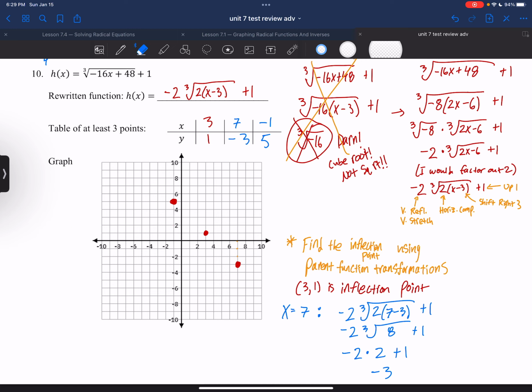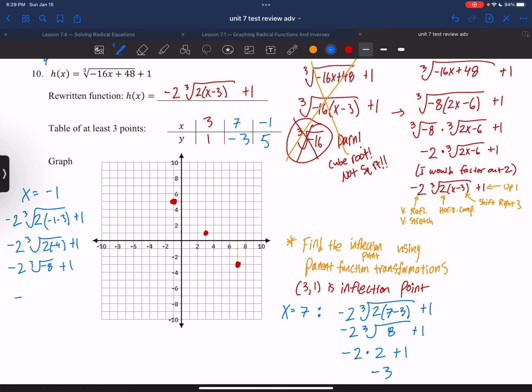So let's do it. x equals negative 1. Negative 2 cube root of 2 times negative 1 minus 3, plus 1. That's negative 2 cube root of 2 times negative 4, which of course is cube root of negative 8, which is negative 2 times negative 2, which is 4, plus 1, which is 5. Look at that. And so the symmetry holds by doing that. Okay, now all that matters is actually making the root curve look correct.